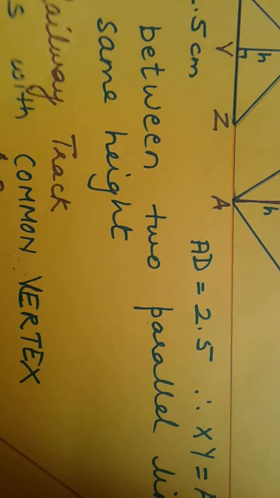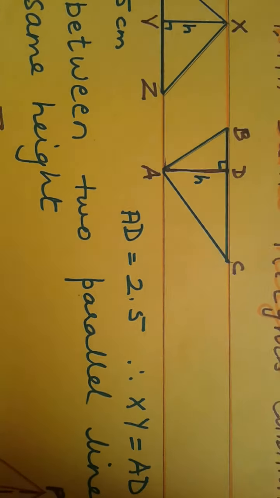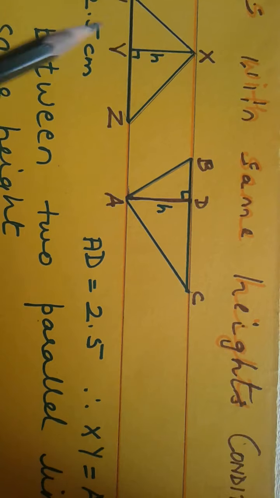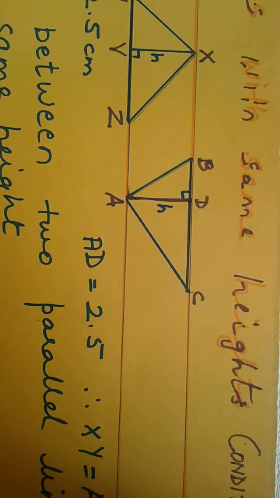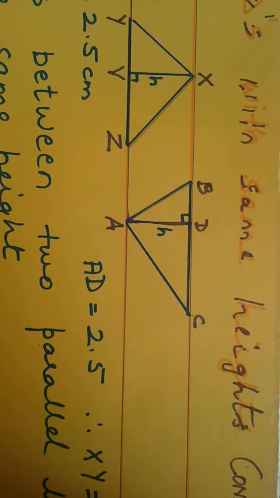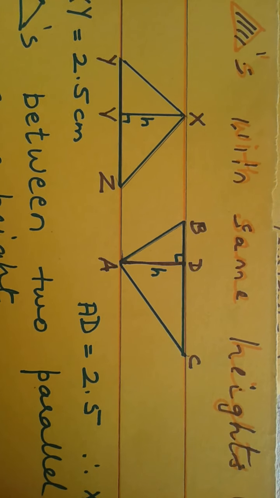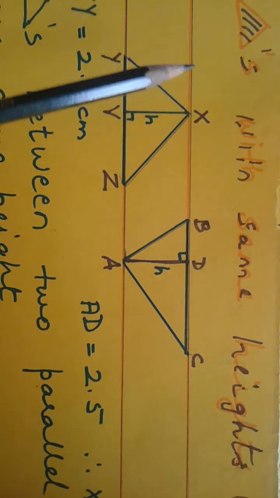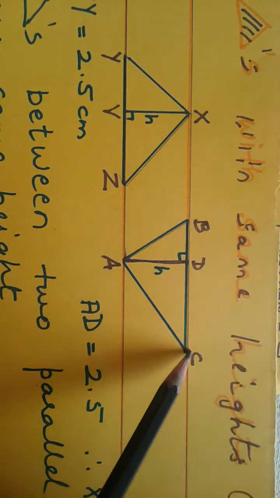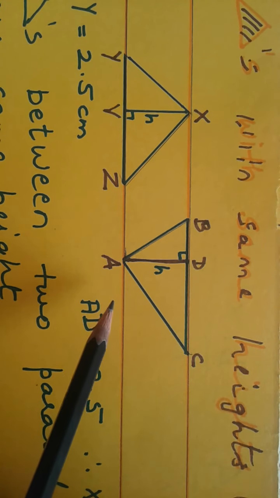Now here we have conditions. The condition 1 is triangles with same height. If the two triangles have the same height. Now when can the two triangles have the same height? When the two triangles lie in between parallel lines.